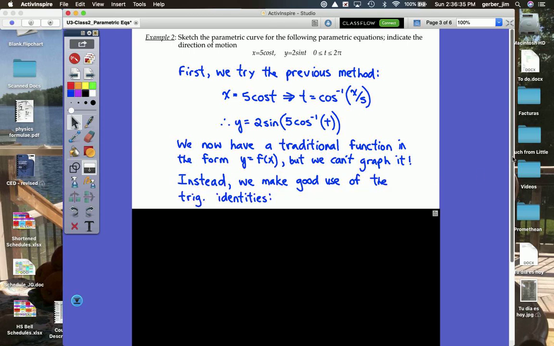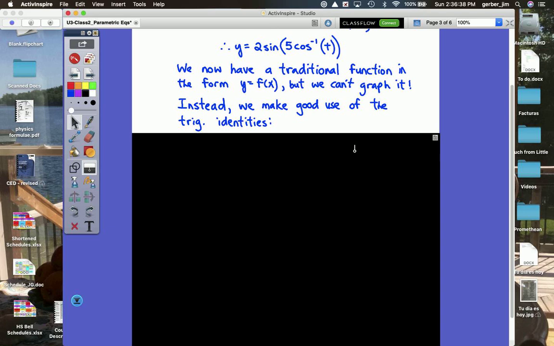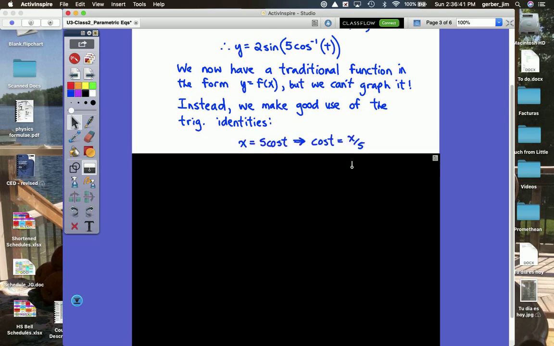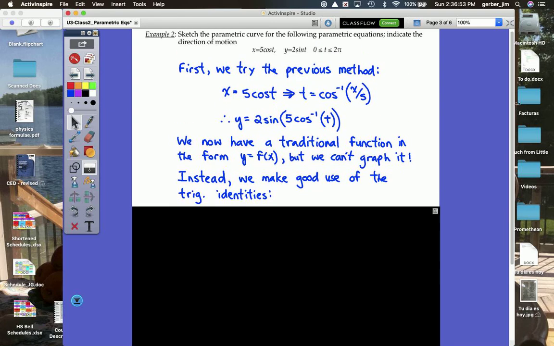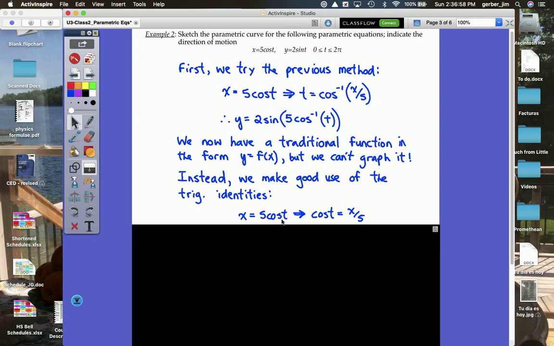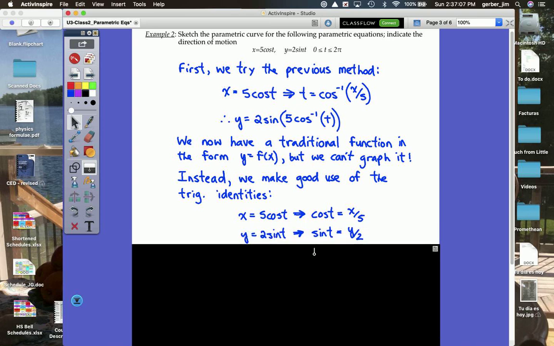Now, of all of the trigonometric identities, your favorite, I'm sure, is the Pythagorean identity. In other words, sin² + cos² = 1. So we'd like to try and use that if we can. So what we do is we solve our x and our y for sine and cosine. We have x = 5 cos t, which means that cos t = x/5. And we have y = 2 sin t, which means that sin t = y/2. Now if I square these and add them, I'll get cos² + sin², which is 1, equals (x/5)² + (y/2)².